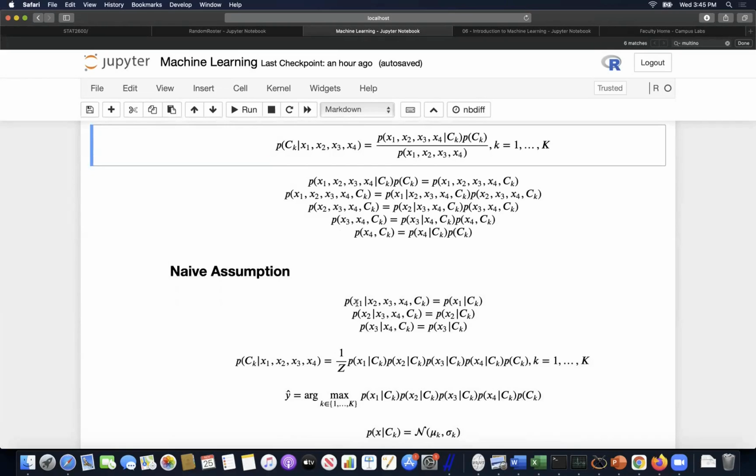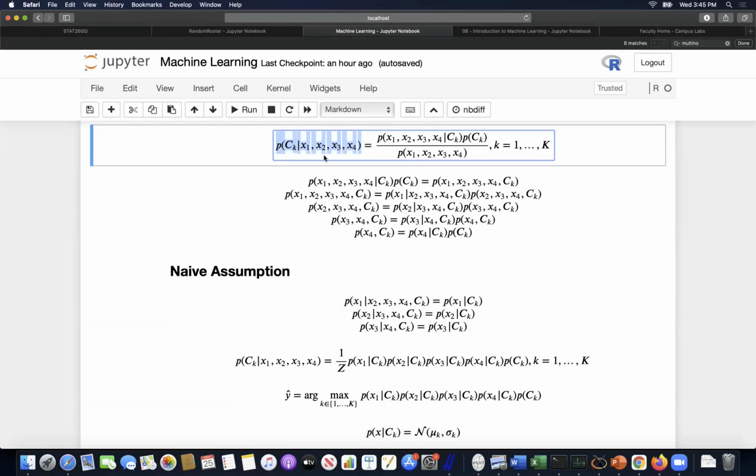This is exactly one of those examples where computing P of ck given x1, x2, x3, x4 is complicated. We want to know the probability of the class being 1, 2, or 3, the probability of our flower being setosa or versicolor. That's exactly what we are after when we do prediction. If I know the sepal length, sepal width, petal length, petal width, what is its class? Or what is the probability of its class being a setosa? This is exactly what we want to find, okay?